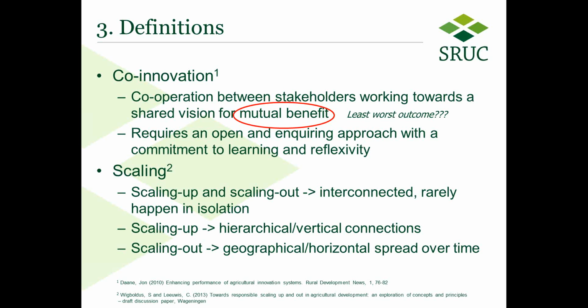Scaling up and scaling out are the way that it tends to be described, and the literature suggests those tend to be interconnected. One rarely happens without the other. Scaling up really is about the hierarchical connections, vertical connections, if you like, and scaling out is more geographical or horizontal spread over time. What we're trying to get at when we talk about scaling is a group or a community or a regional shift rather than individual diffusion of innovations, which you might be familiar with through the work of Rogers and others. So hold on to those definitions.